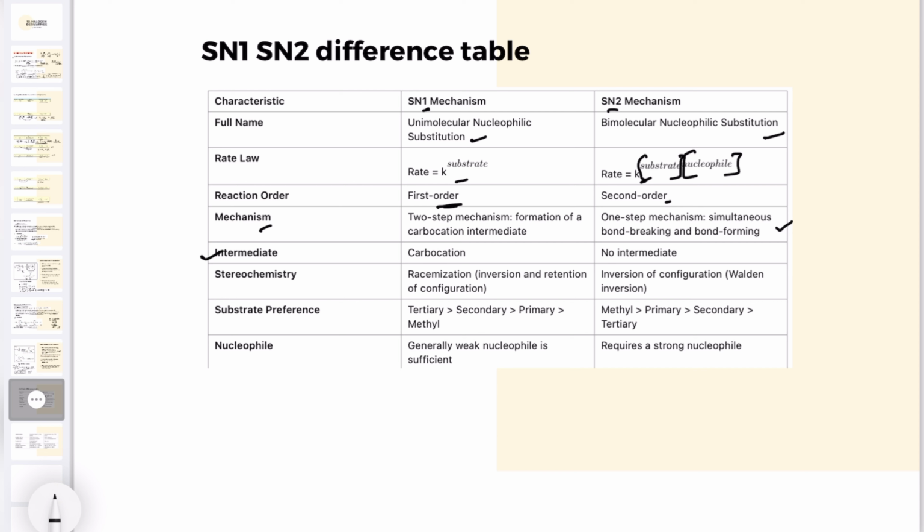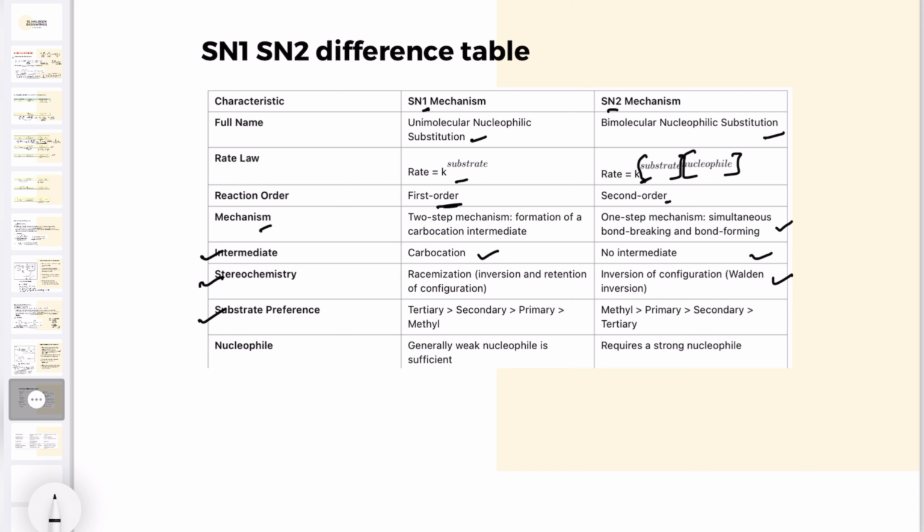Then next is the intermediate. In SN1 carbocation is an intermediate, in SN2 there is no intermediate. Here stereochemistry. Racemization. Here attack from all sides is possible. That means both D and L configurations are obtained. So here racemization, D and L means a racemic mixture is obtained, and in SN2 there is inversion of configuration because both nucleophile and leaving group are bulky groups.